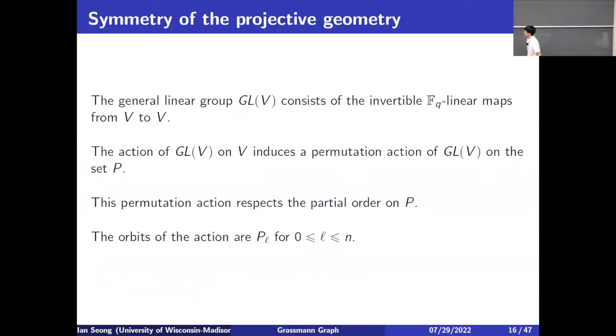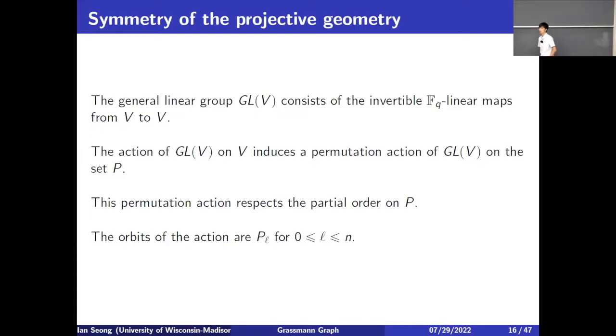Okay, next we talk about the symmetry of the projective geometry. The general linear group GL(V) consists of the invertible F_q-linear maps from V to V. And the action of GL(V) on V induces a permutation action of GL(V) on the set P. And this permutation action respects the partial order on P. So if something was contained in the other, even after the action, the image of the thing that contained the other thing has to also contain its image. And the orbits of the action are P_i.